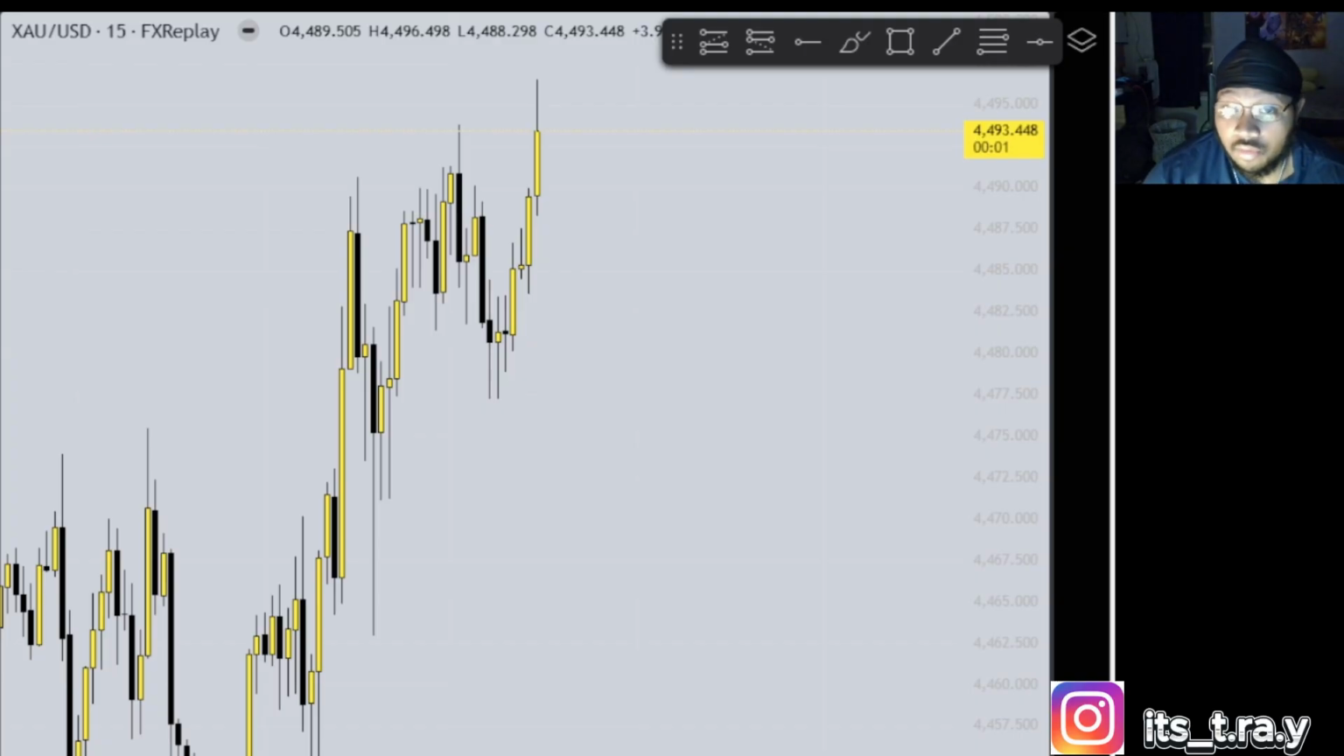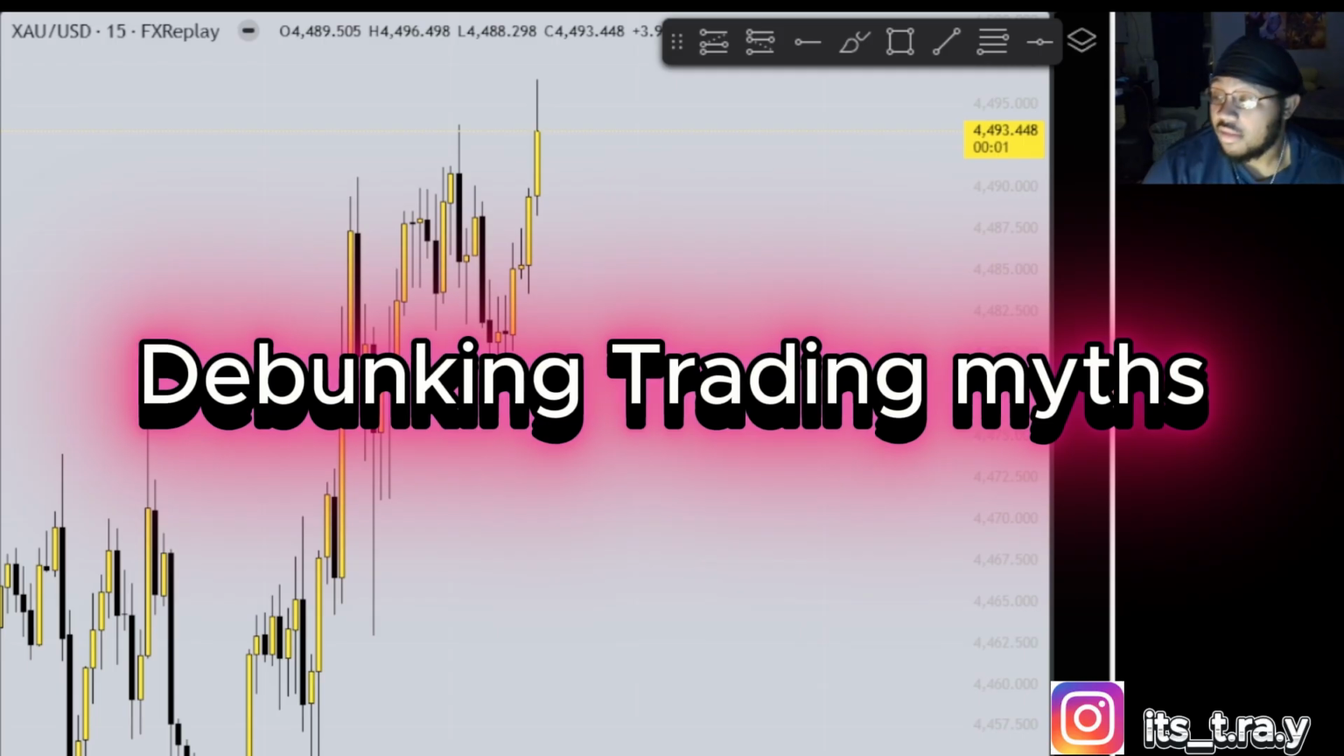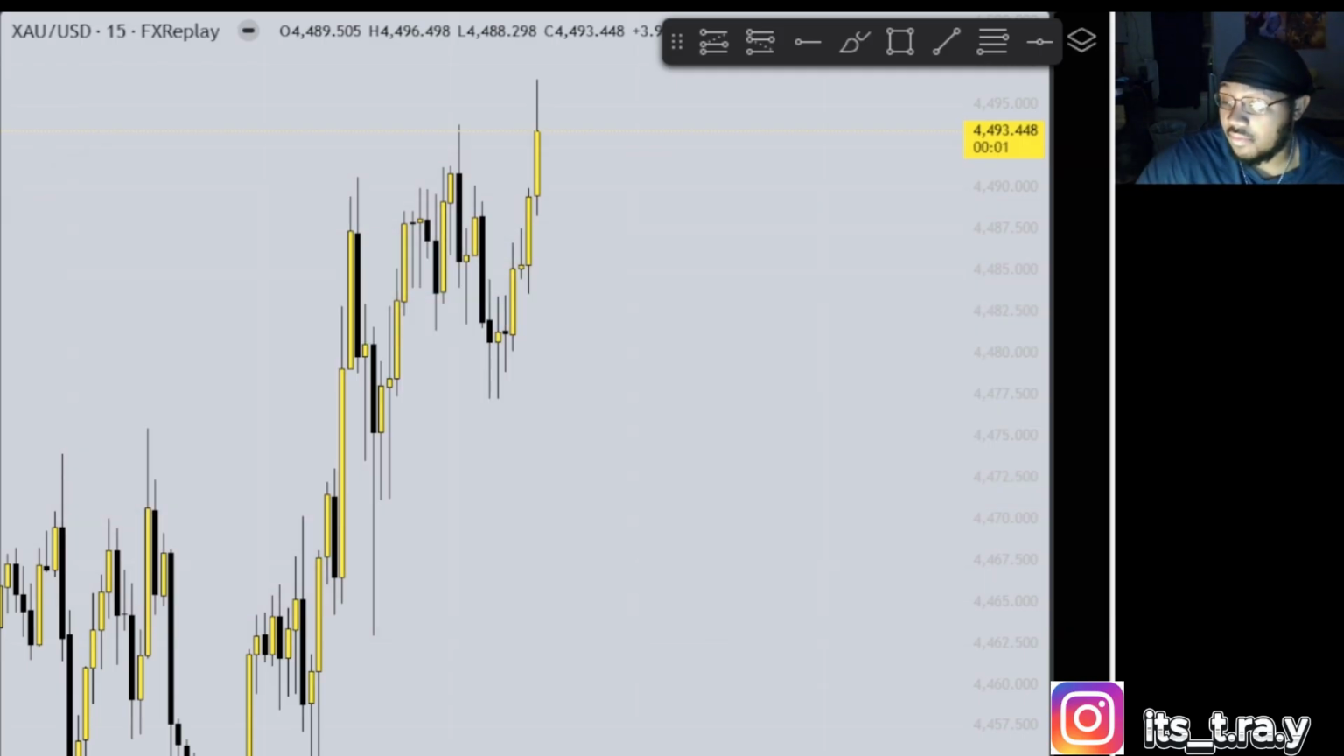So with no further ado, let's start off with number one, which is debunking trading myths. For the first trading myth I want to start off with: trading is a scam. Trading is not a scam.